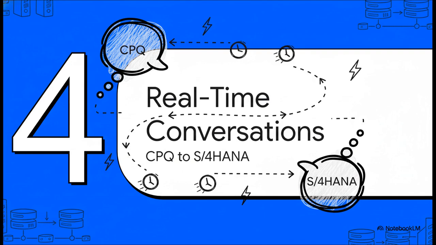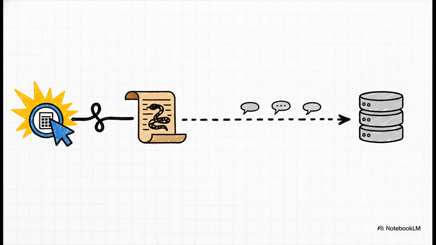All right, now things get really interesting. We're moving into the realm of dynamic, real-time data exchange. This is where CPQ needs to have a direct, live conversation with the big ERP system, S4 HANA, to get information that's accurate up to the very second. So what kicks this off? It's a simple user action. Someone clicks the Recalculate Price button.